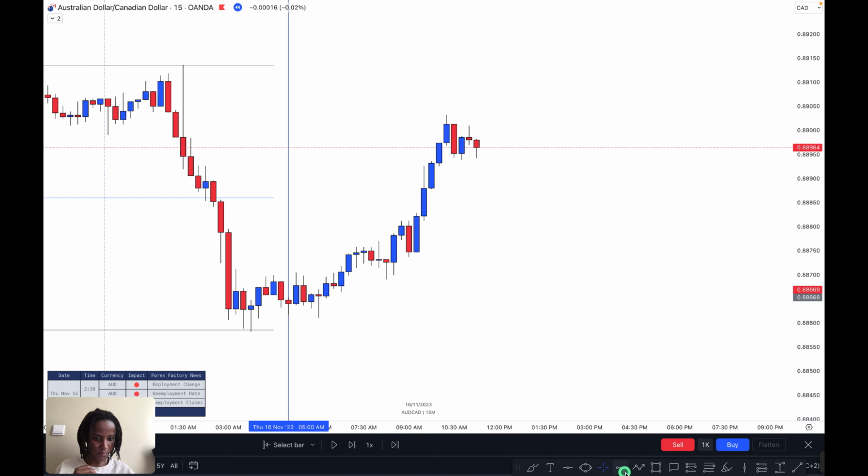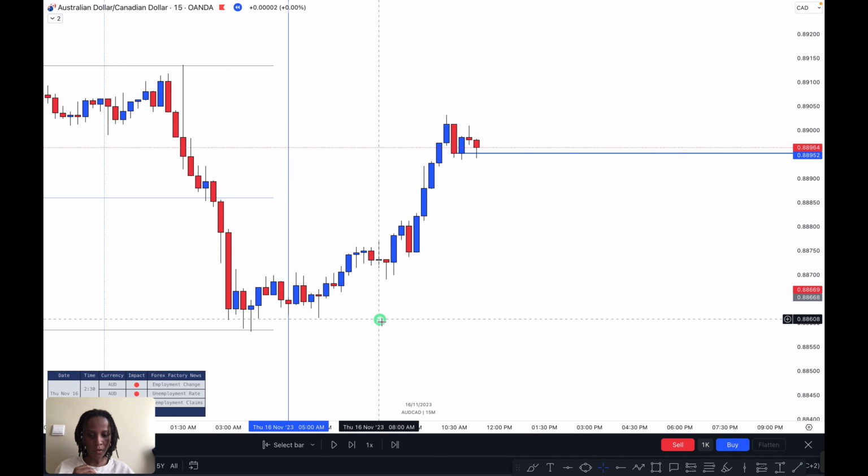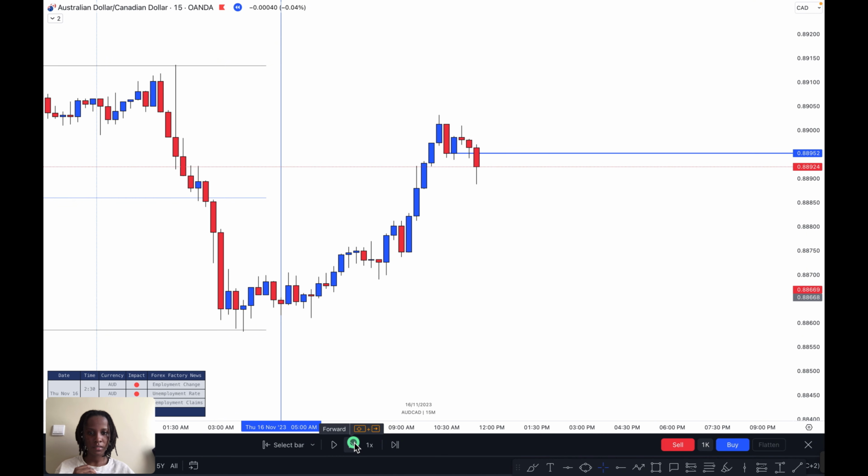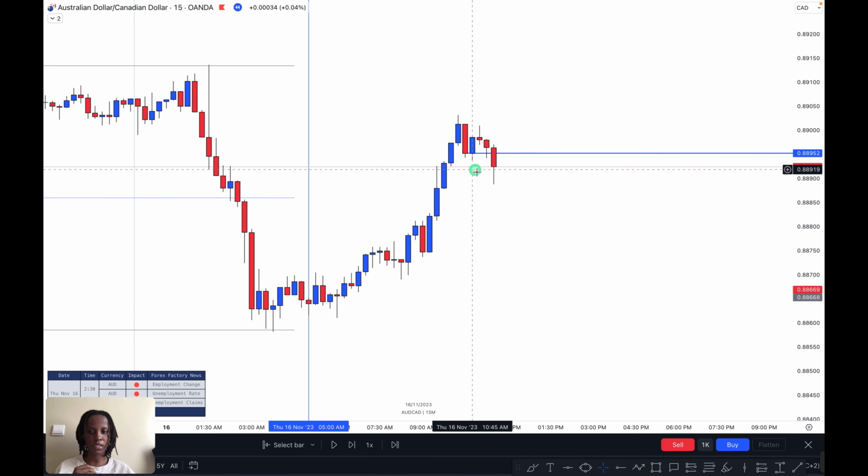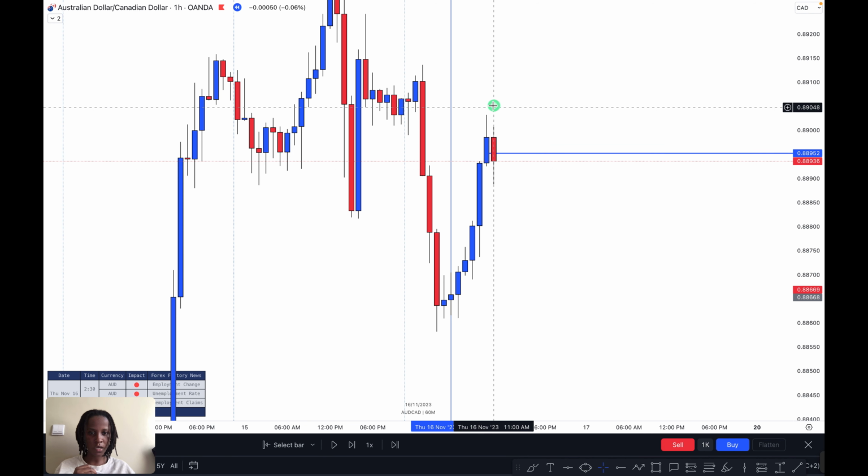Let's make these candles big here. Our neckline is here. Let's see if we're going to get a candle closure there. Okay, you can see here this candle has already closed. Let's check in H1. H1, you can see this candle is bullish.